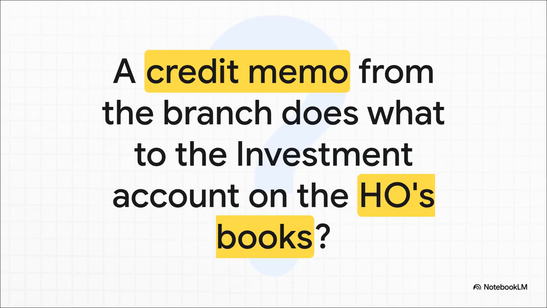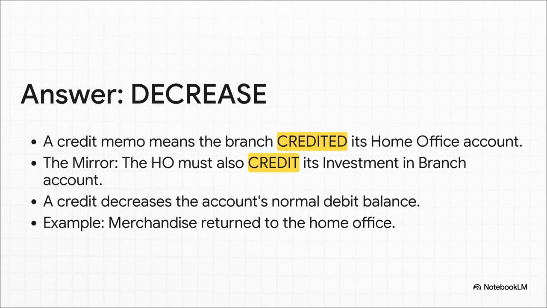Let's flip it around. Now, the home office receives a credit memo from the branch. What's going to happen to the investment in branch account balance? Go ahead, pause, and work it out using the mirror rule. It's going to decrease. And here's why.